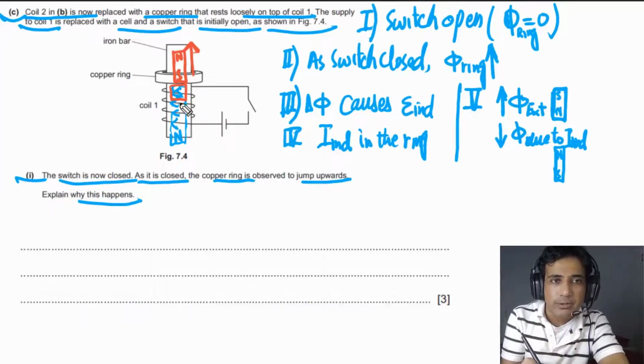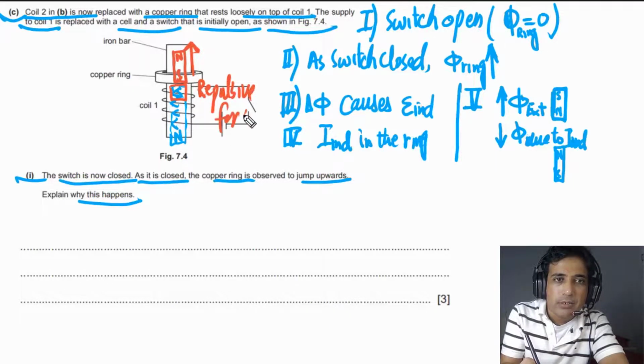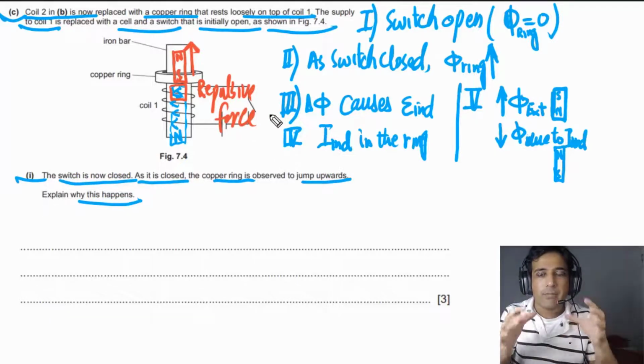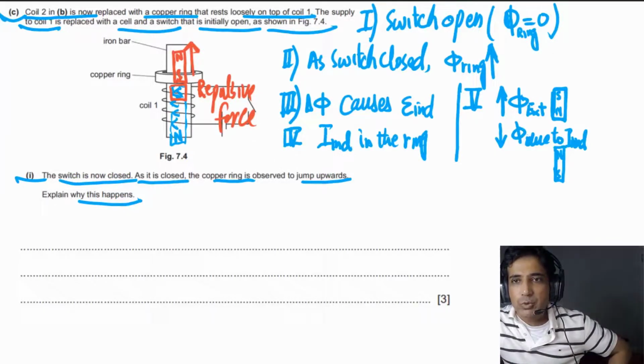So due to interaction between these two magnetic fields, there is a force and that force is acting upwards because this force is a repulsive force. So this is what is happening in this case. Let me show you the answer, how you can write down your answer.